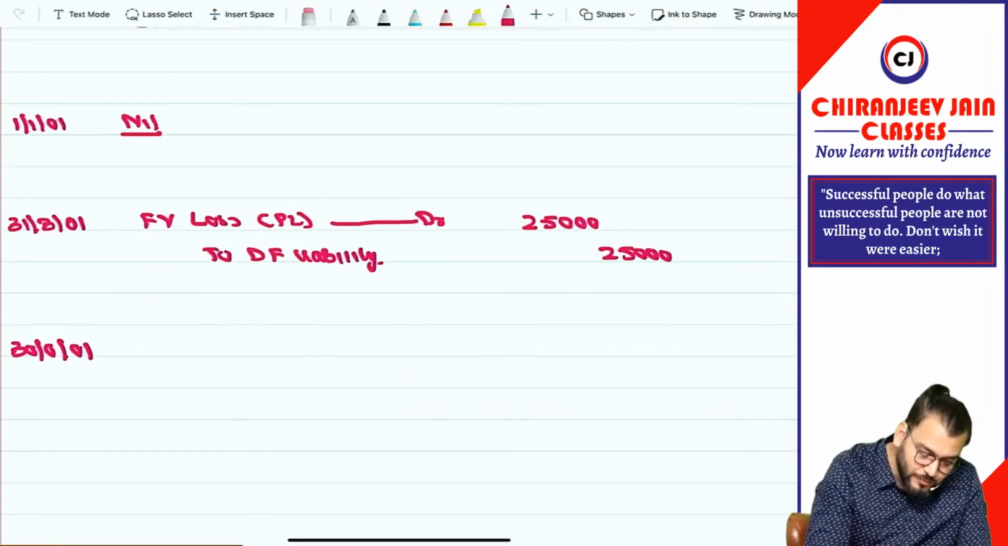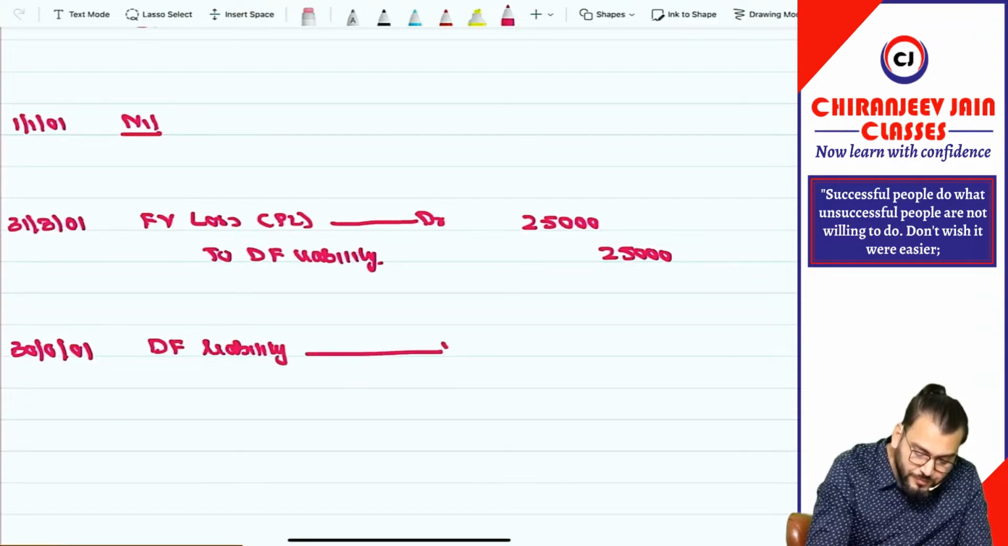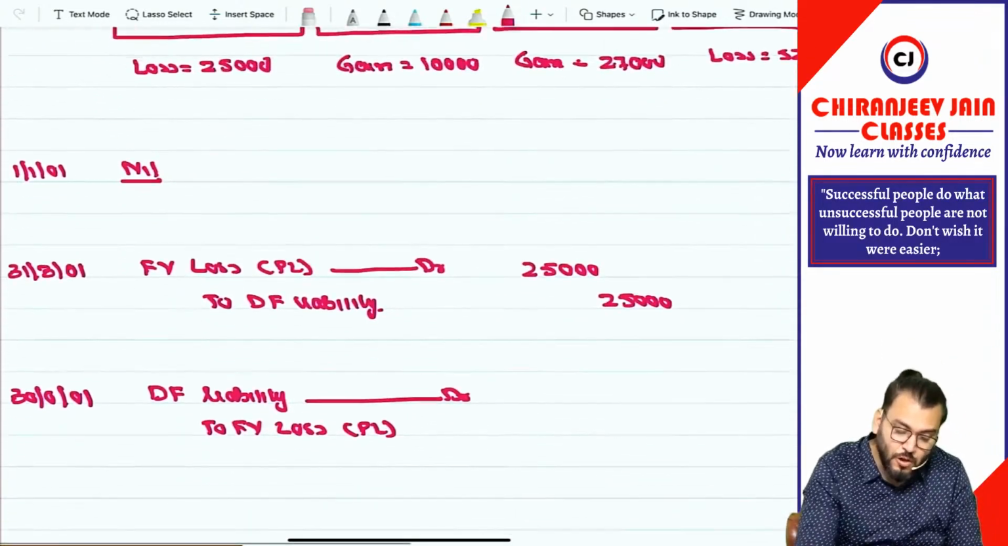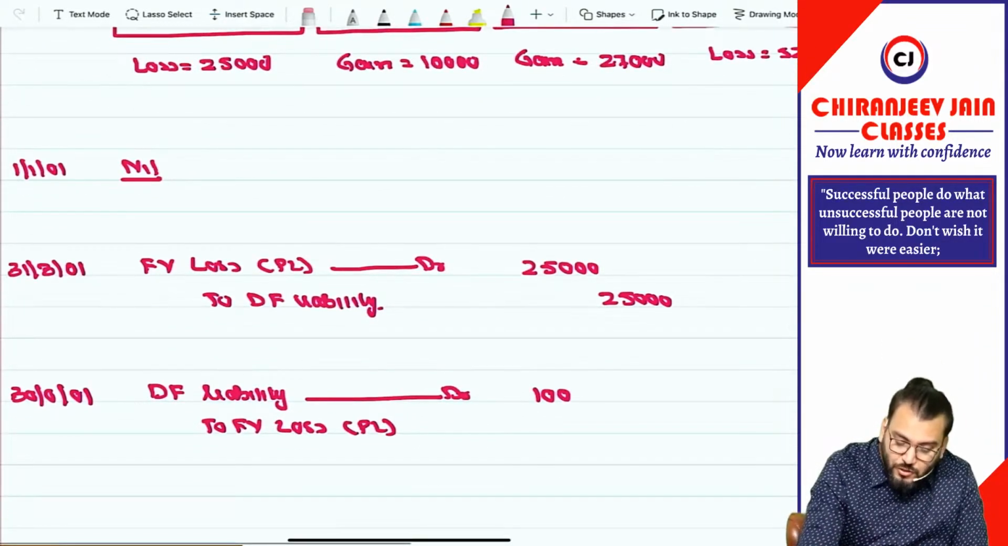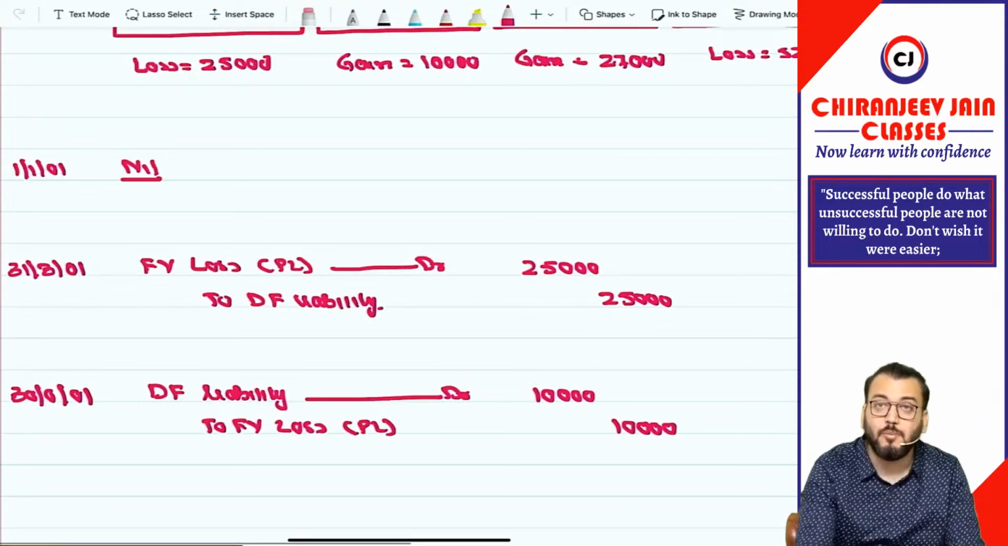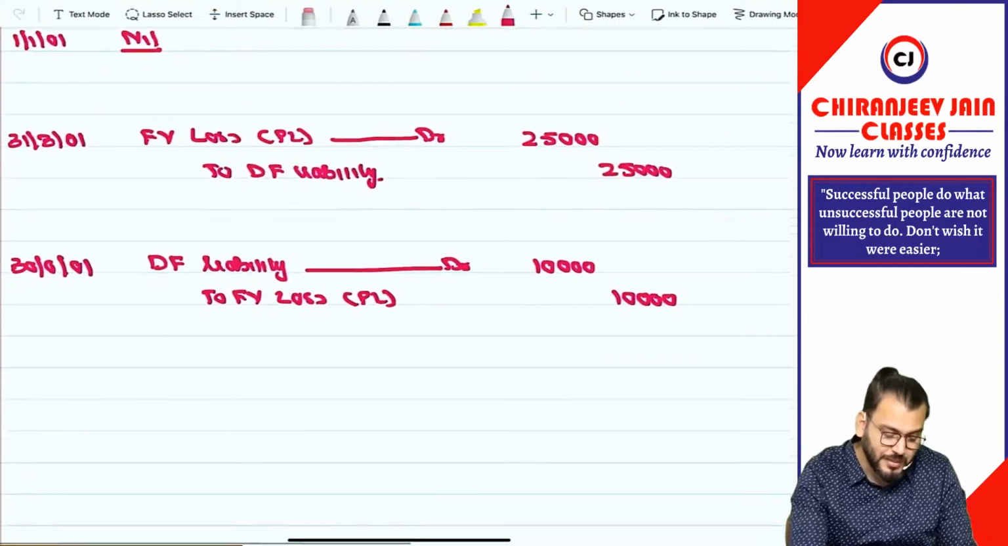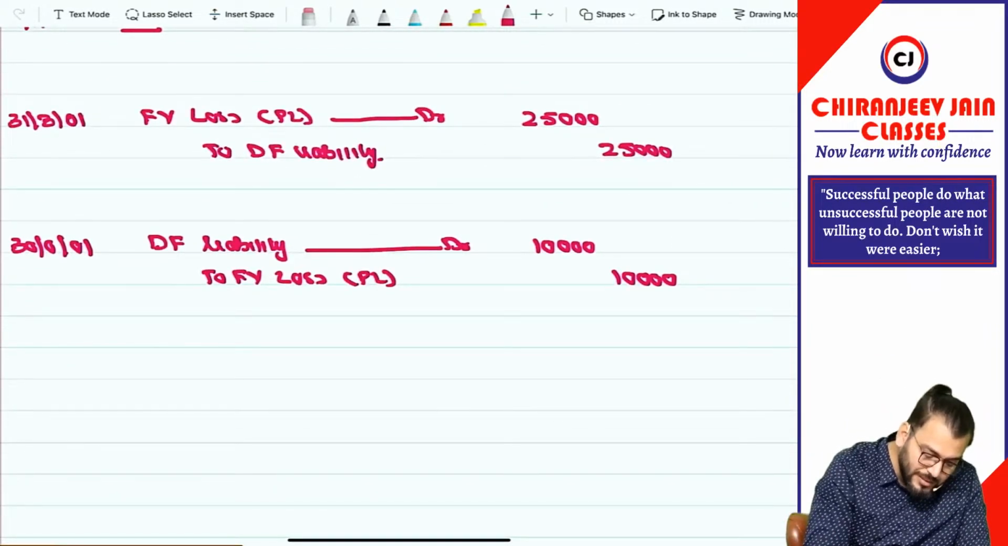Then on 30th June 2001, liability decreases, so it becomes a gain. So what journal entry will we do? Derivative financial liability account debit, to fair value gain, transfer to PL. How much? It is 10,000. You can see you have decreased your liability by 10,000. So now your liability as on this date will automatically become 15,000. Correct. Then the next interim reporting date is what?